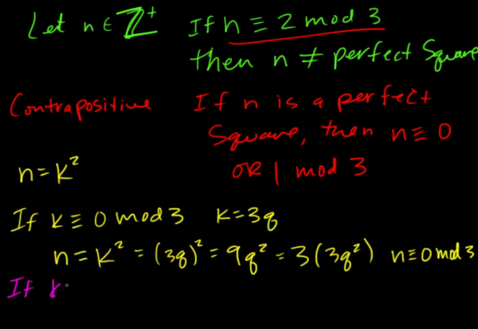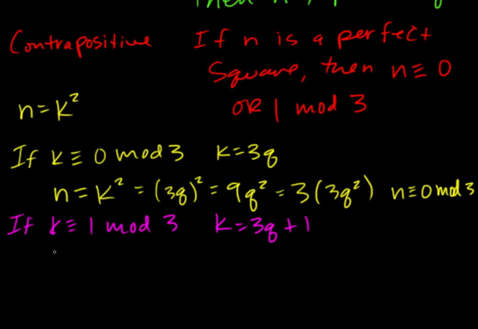Okay, now we're going to test the next case. So if k is congruent to 1 mod 3, so what that means, once again, if we divide by 3, we have a remainder of 1. Then k in this case would be 3q, something divisible by 3, plus 1 remainder. And once again, q is an integer.